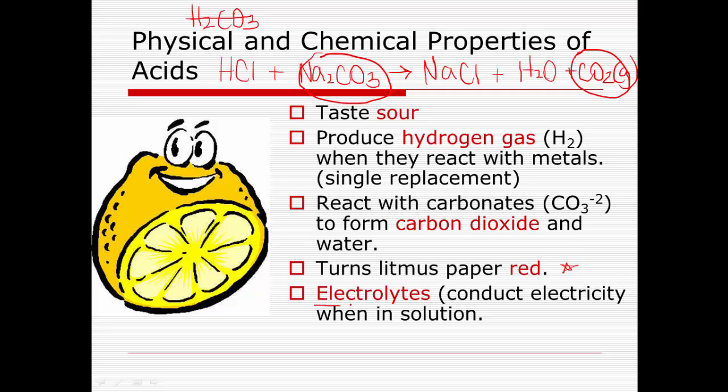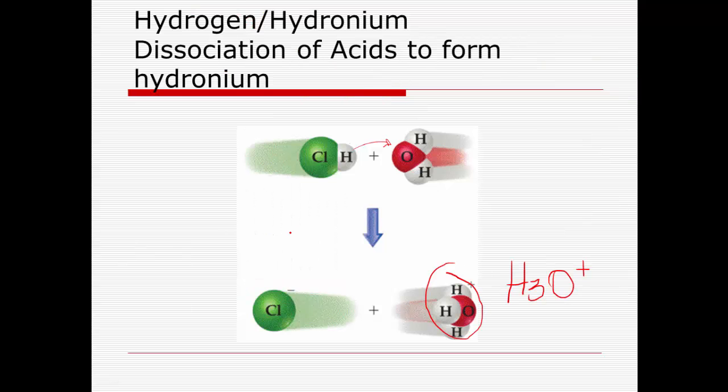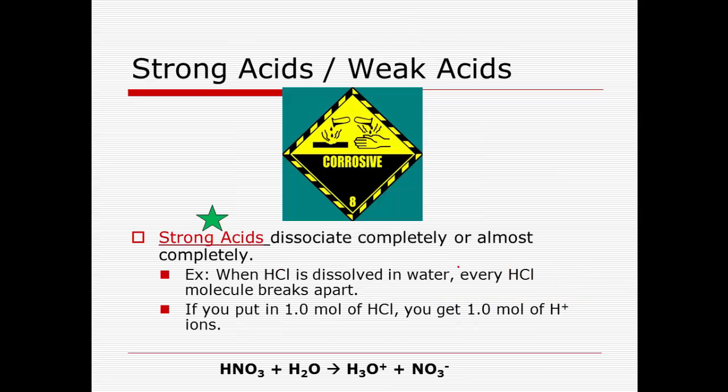Finally, they are electrolytes. That means they'll conduct electricity when in solution, and the reasoning behind that is when an acid dissolves in water, you get this charged particle, the anion, left over, and you get this charged particle over here, the hydronium, and so you have charged particles floating around in solution, and that's what makes an electrolyte, mobile charged particles that can conduct electricity.